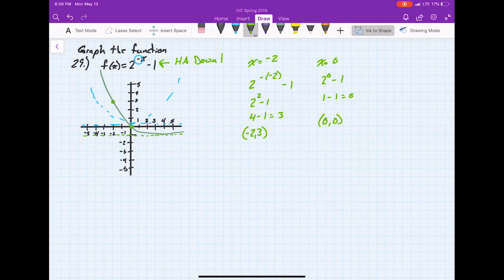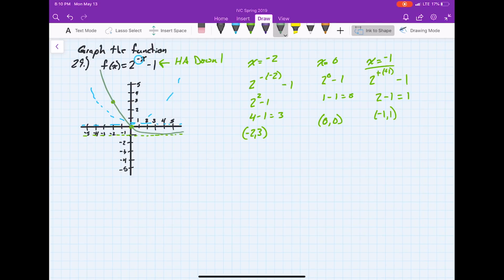So after reviewing this with our instructor, he prefers to have 3 points. So I'm just going to add another point here. So x equals -1. So we'll sub in -1 for x. So we have 2 to the negative of -1 minus 1. So these two negatives turn into a positive. So 2 minus 1. And then we are going to get 1. So -1, 1. And we can plot that point.